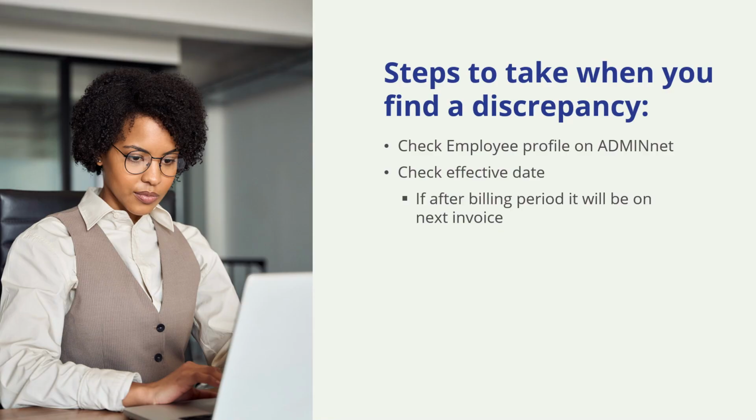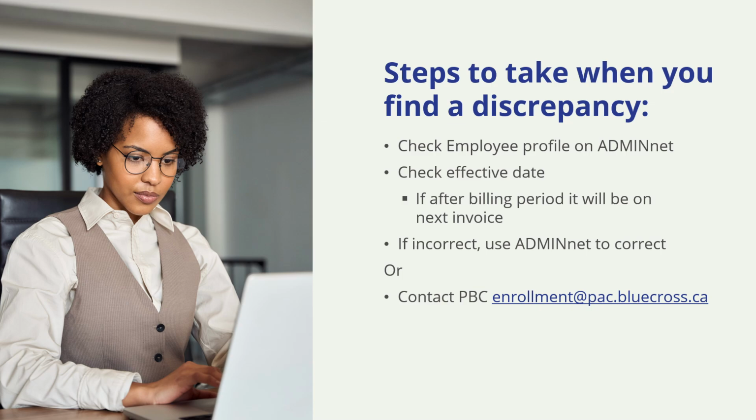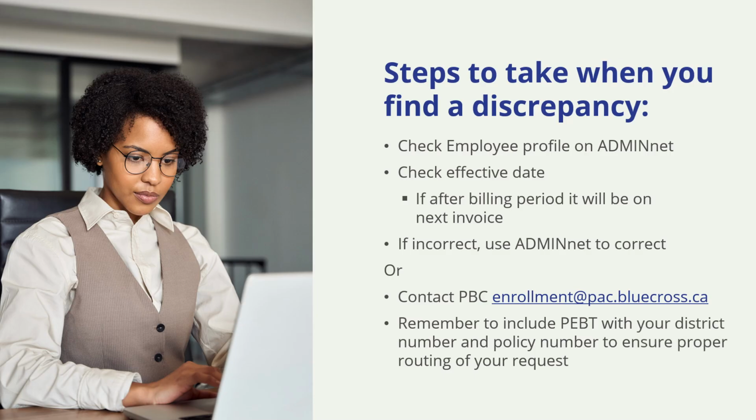If the effective date used was incorrect, you'll need to use AdminNet to make the correction, or if this is not possible or you need assistance to make the correction, contact PBC at enrollment@pac.bluecross.ca for assistance. For any requests to PBC, please ensure you include reference to PEBT, your district number, and policy number in the subject line to ensure your inquiry is routed to the appropriate PBC team quickly.